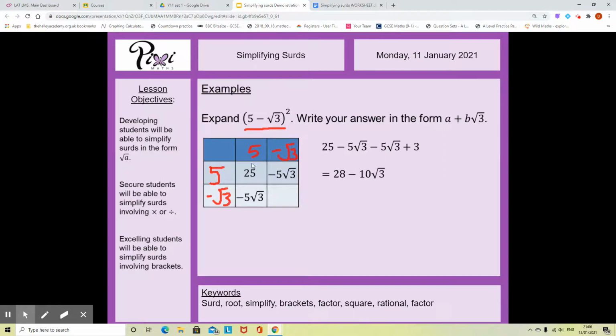Minus square root 3 multiplied by 5 gives again minus 5 square root 3. Finally, minus square root 3 multiplied by minus square root 3 will provide us positive square root 9, and square root 9 is 3. Remember, multiplying two negative numbers will result in a positive number.